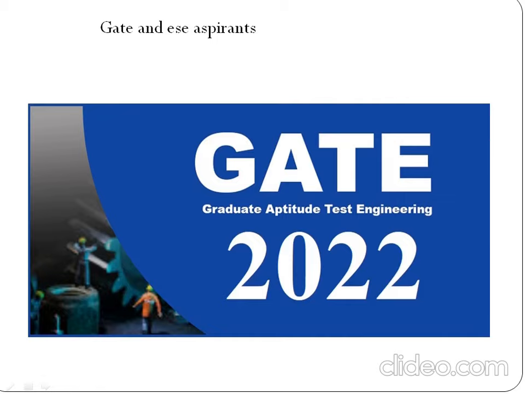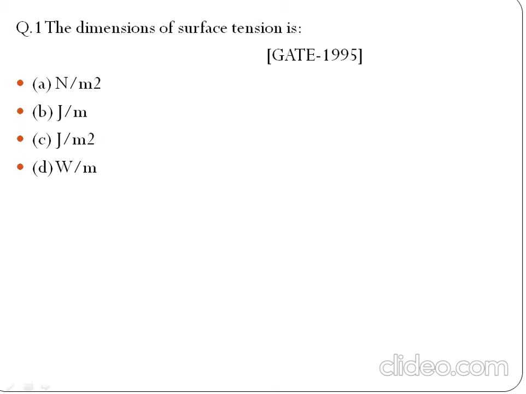In this lecture, we will discuss the previous year GATE and ESE questions related to fluid properties. Now start with GATE previous year. The dimension of surface tension is option A Newton per meter square, option B Joule per meter, option C Joule per meter square, option D Watt per meter.